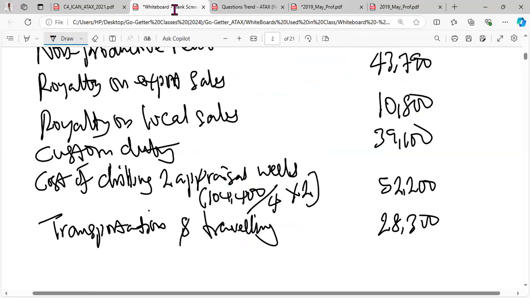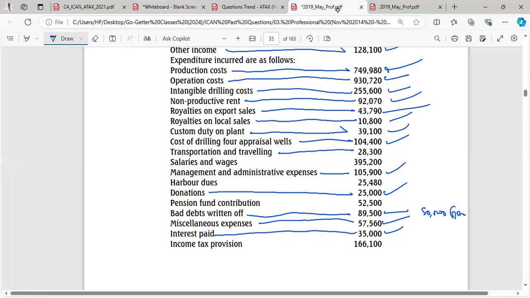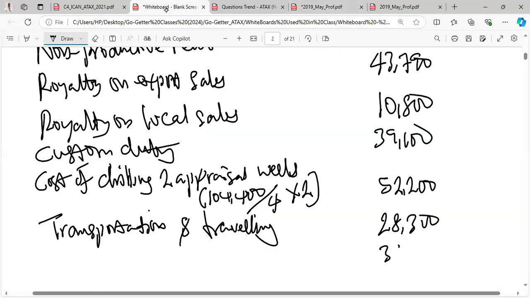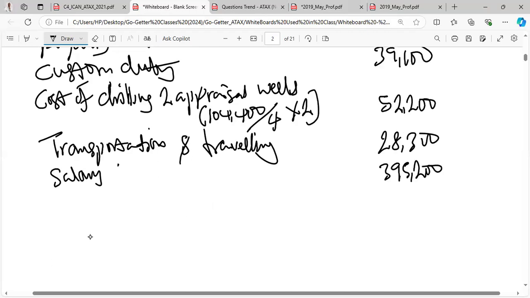Okay. The next one now is salaries and wages. This is allowable, 395,200. So this is salary and wages.